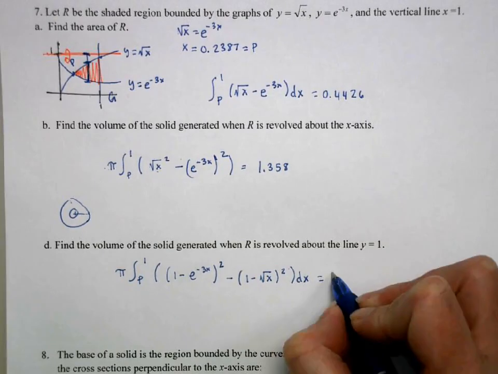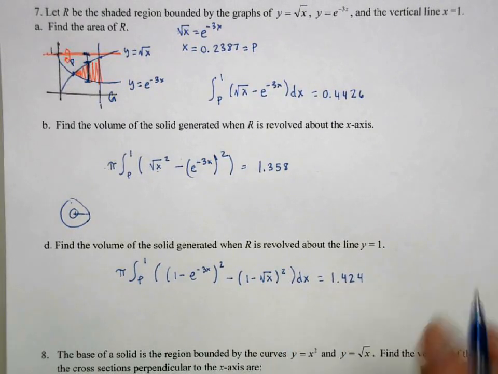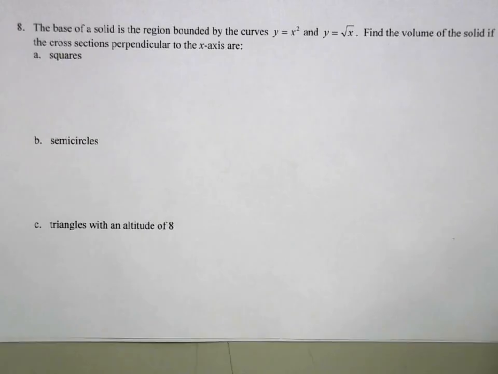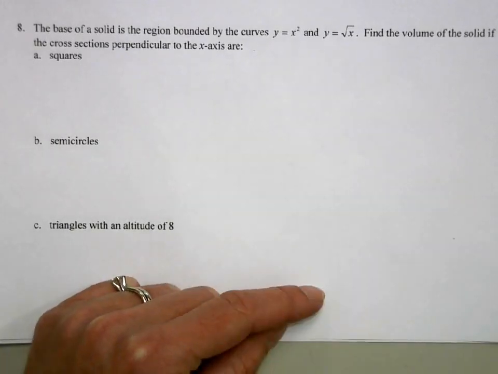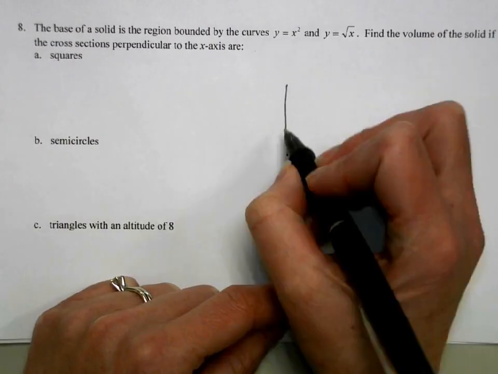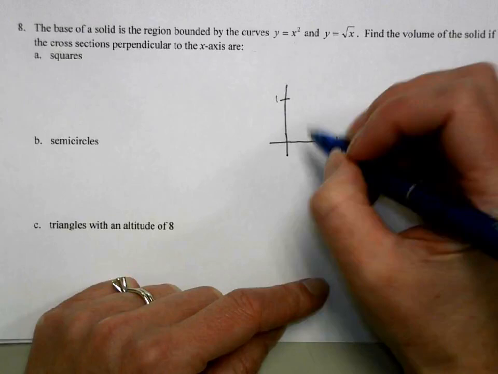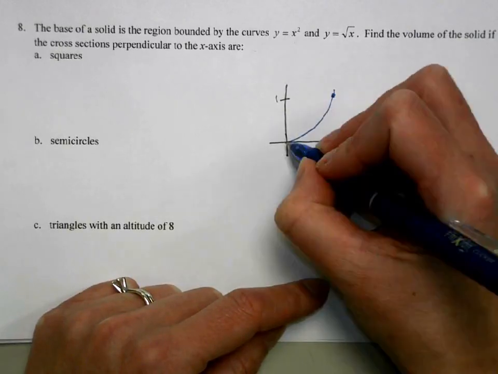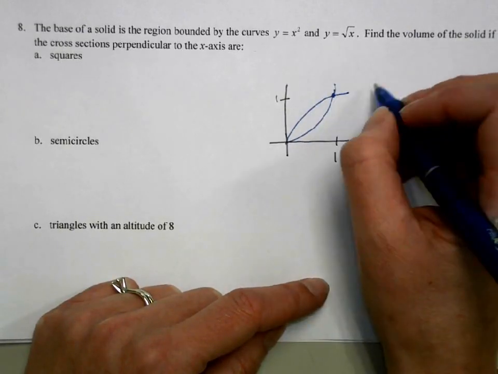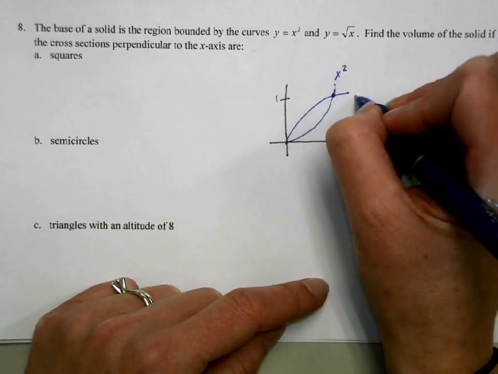Next, we have our known cross sections. For our known cross sections, we have a base, and we're going to be constructing cross sections of a specific shape. For this one, the base is going to be between the graphs of x squared and the square root of x. So x squared is going to look like this. Square root of x is going to look like this. So this is our base, and our cross sections are going to be formed perpendicular to the x-axis.